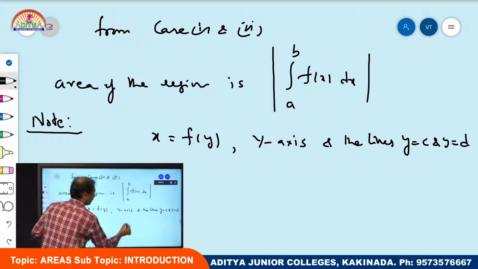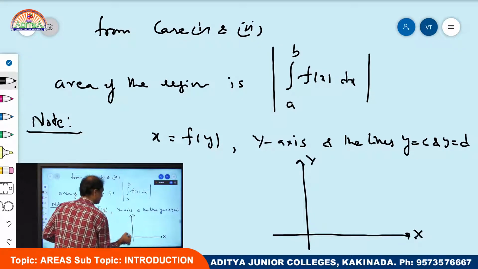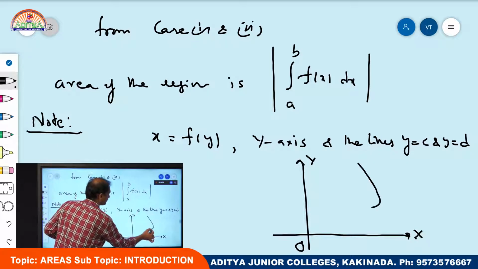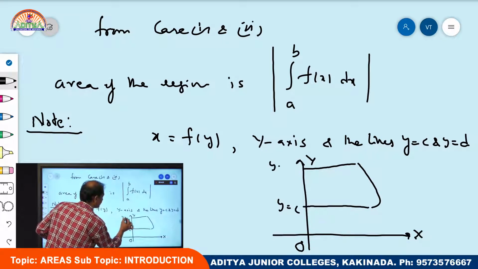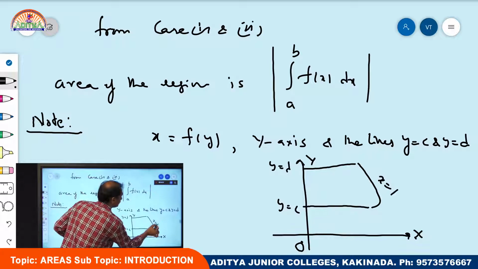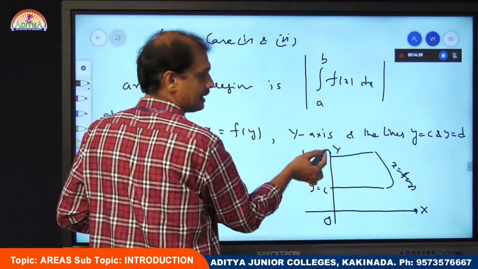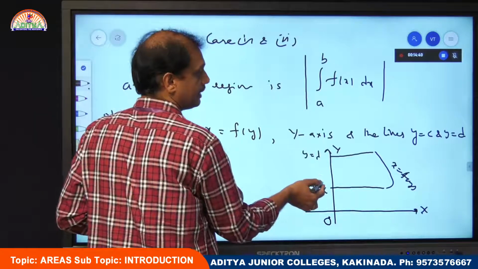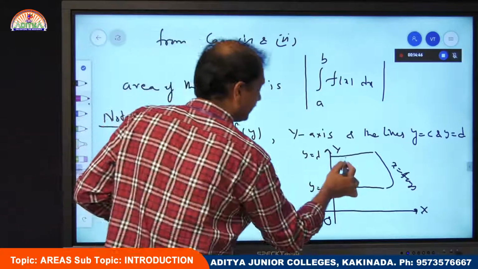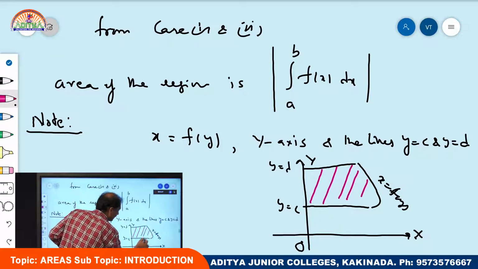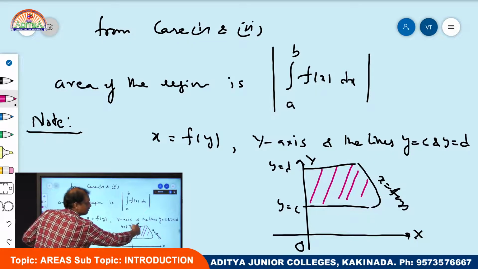In this case, the graph of the corresponding function will be like this. This is y is equal to c, and this is y equal to d, and this is our x equal to f of y. Since our domain is y, that means the closed interval c comma d, we are taking it along the y-axis as domain. Here the corresponding image values are considered along the x-axis. Now I am going to calculate the area bounded by x equal to f of y, the y-axis, and the lines y equal to c and y equal to d.